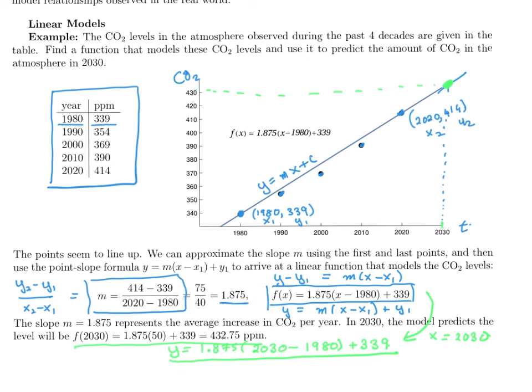And of course, that turns out to be 432.75. And you can check in future decades how well this model works and whether you want to revise it by perhaps fitting a quadratic or some other polynomial to the points.